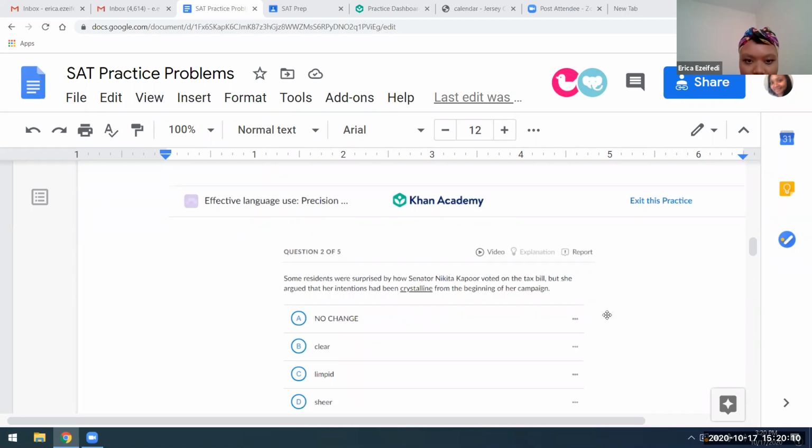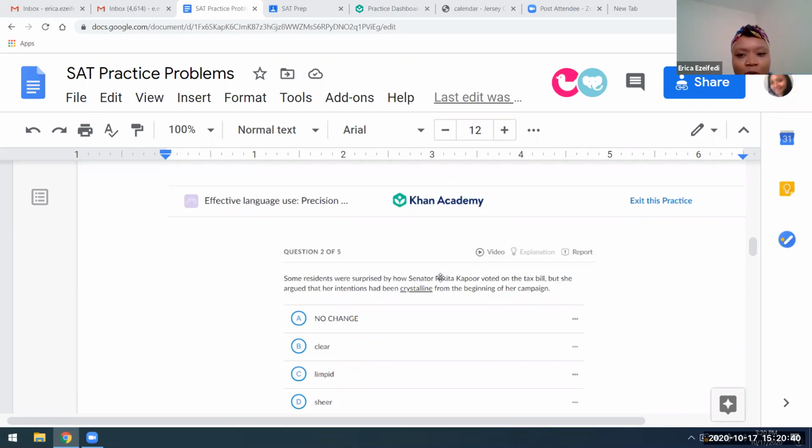And we know this because, I'm going to reread the sentence. Some residents were surprised by how Senator Nikita Kapoor voted on the tax bill. Right there, it's saying that some people were surprised by how the senator voted. Then we have a key word, but she. So right there, because of that word but, we know that we're going to get something that contradicts what came before the word but.